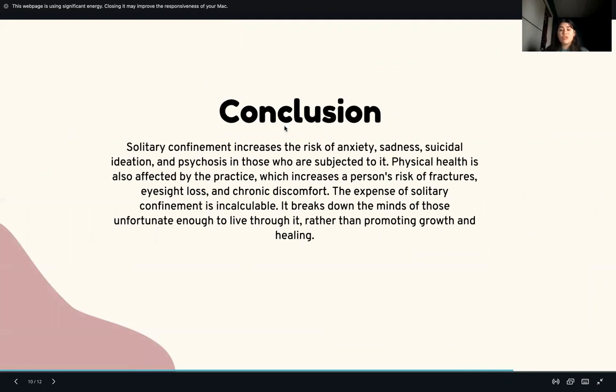So, in conclusion, solitary confinement has no pros, or little to no pros. It increases risk of anxiety, sadness, suicidal thoughts, suicide in itself. Physical health is also at risk. As previously mentioned, it can cause heart failure, heart disease. The expenses are incalculable. It breaks down the minds of people instead of promoting growth, which is what prison is really supposed to do. It's supposed to promote rehabilitation and help to integrate prison mates back into society, when in reality, solitary confinement does the opposite.